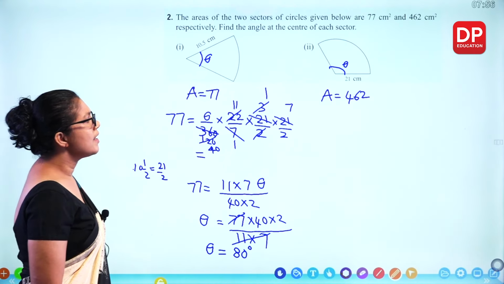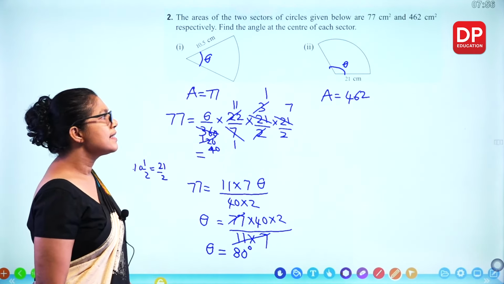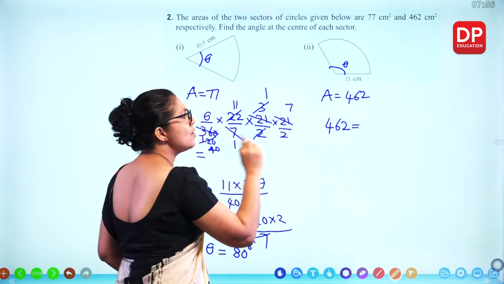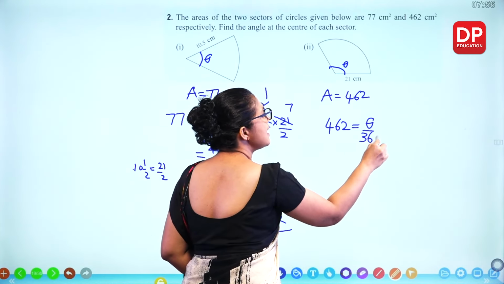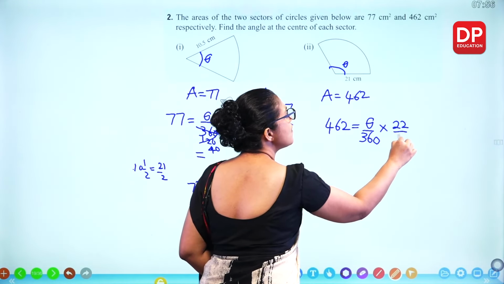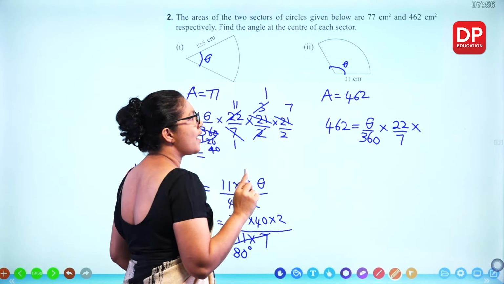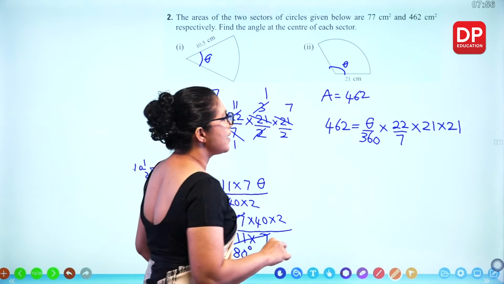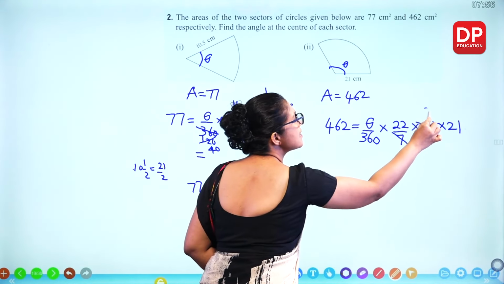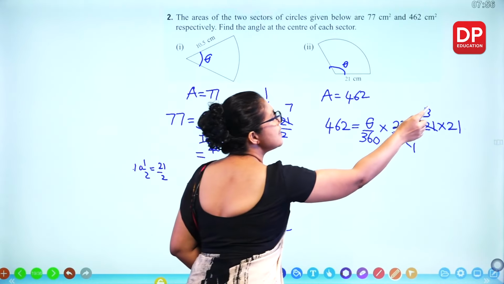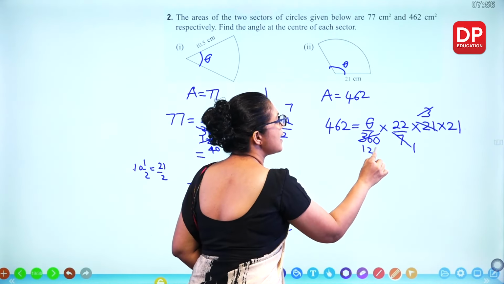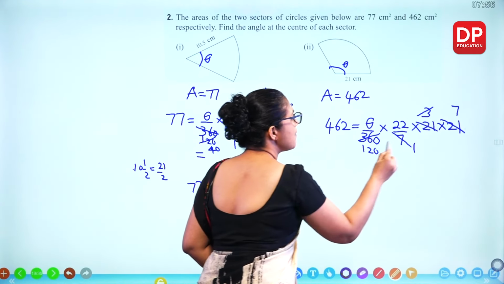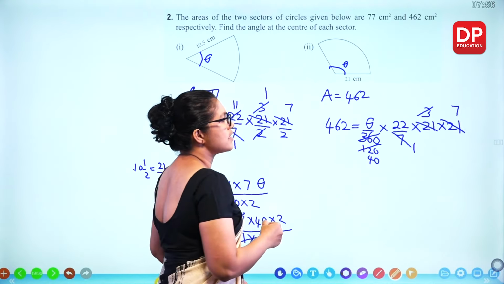Now we'll look at the second one. Area is given, 462. So again apply the formula. 462 is equal to angle divided by 360 into pi. Pi is 22/7 into radius squared. So the radius here is 21. Can you simplify now? Here 7 with 1, 7 with 3. This 3 with 360 you get 120. So here again divide by 3 you get 7, divide by 3 you get 40.